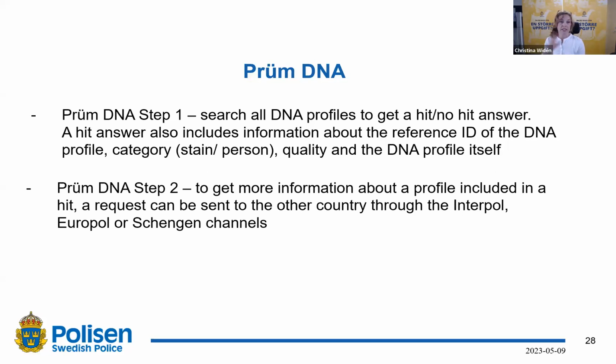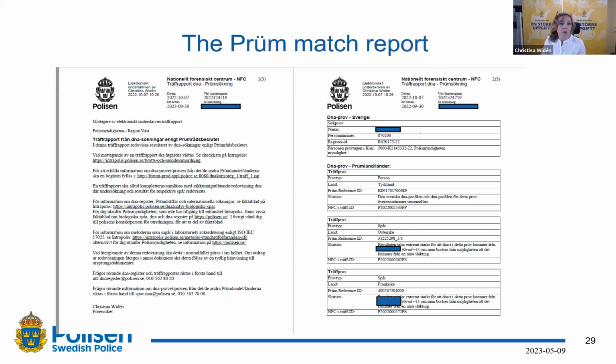So the Prüm DNA step 1 is just to search for matches. And when you have a match that you're interested in, then you can go forward with Prüm DNA step 2 and send the request to the other country. And this is how the Prüm match report looks like. It looks like our national report. But here we have included, besides all the other information that we have in our national report, a link, so that when the police get this match report, and if he or she is interested in a DNA profile in the other country, here's a link to a web form where they can enter the information needed to send this step 2 request to other countries.